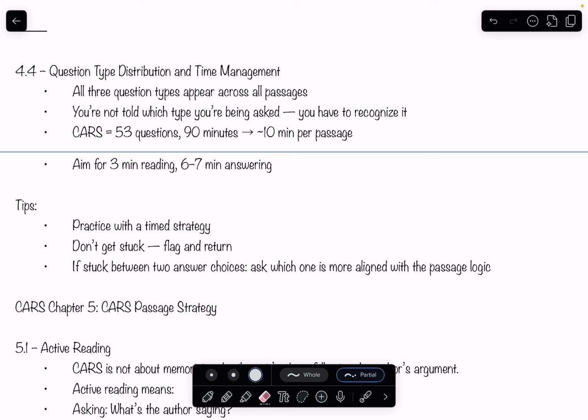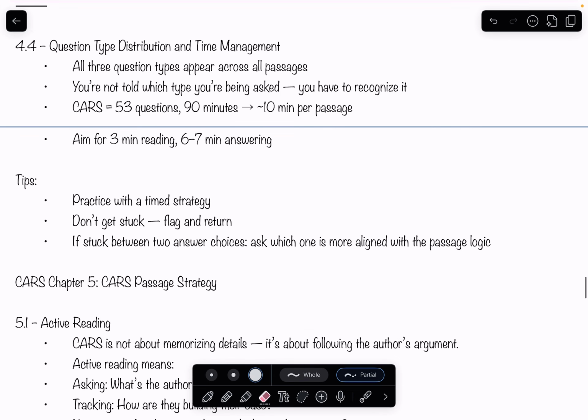The hard part about flagging and returning, though, is you're going to have to remember what the passage is about. Let me explain what I mean. If I flag question 6 and finish the test, I've done all 53 questions, and now I have to go all the way back to question 6. By the time I'm done, I'm going to forget what the passage for question 6 was about. So just keep that in mind.